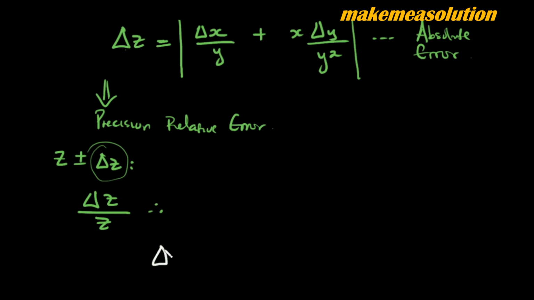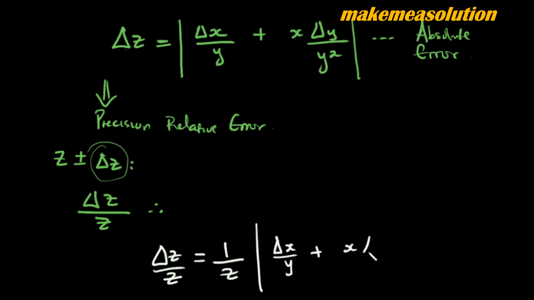So we have delta z over z is now going to be 1 over z multiplied by this guy over here, which is delta x over y, then plus x delta y over y squared, like this.